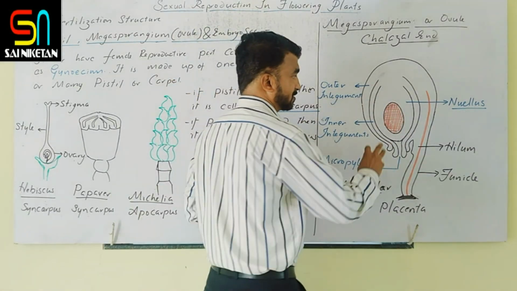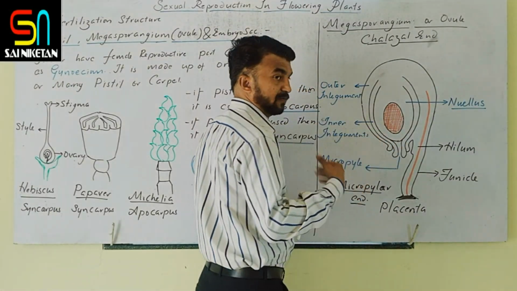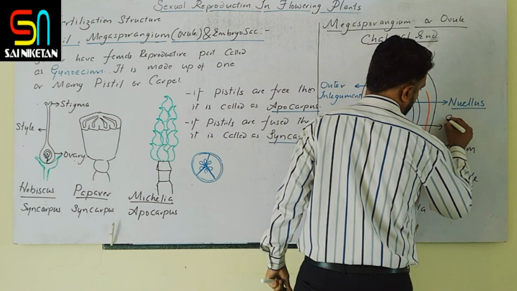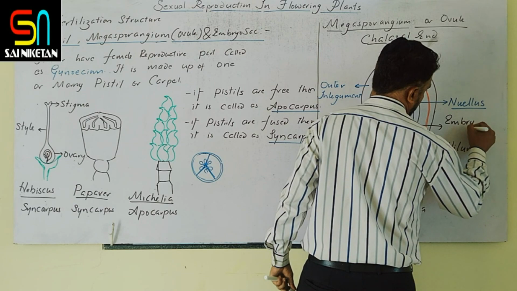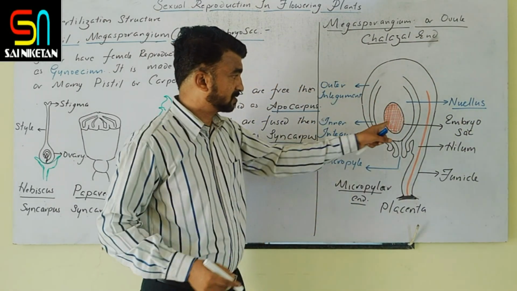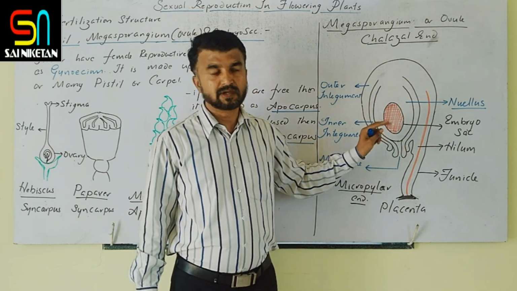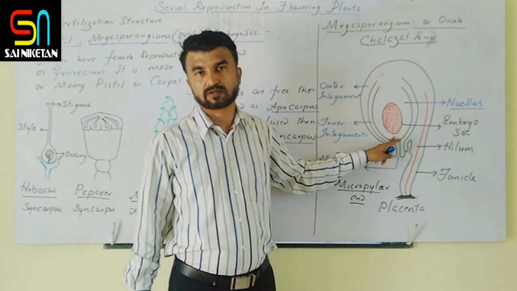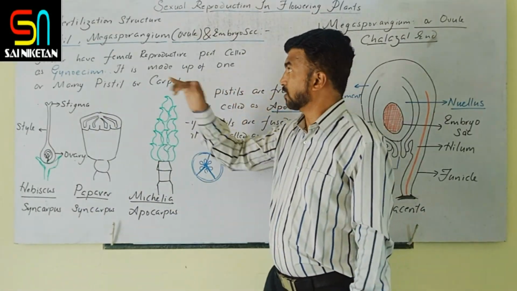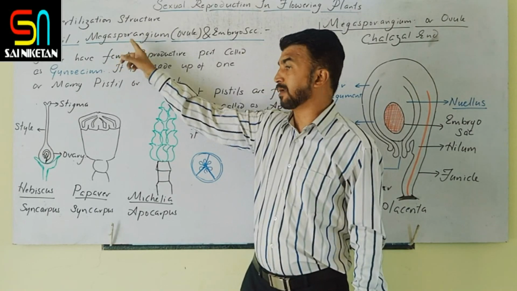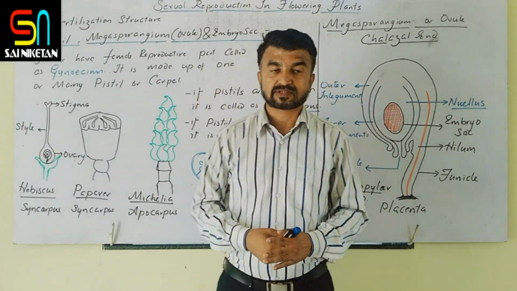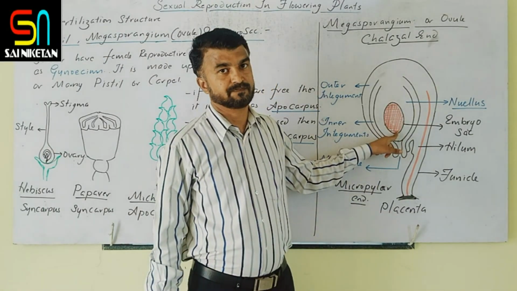Now inside the nucellus, some cells differentiate, and that will develop into the embryo sac. This is the embryo sac. The detailed cellular structure we have not covered. Clear? So when you see the headings, the first one is the pistil, the second one is the megasporangium. This is the megasporangium. The embryo sac is present inside this ovule.